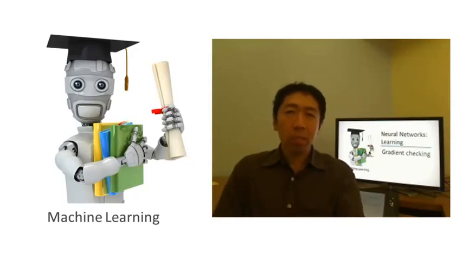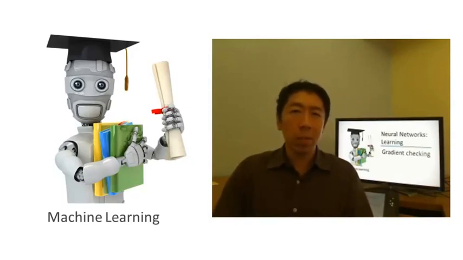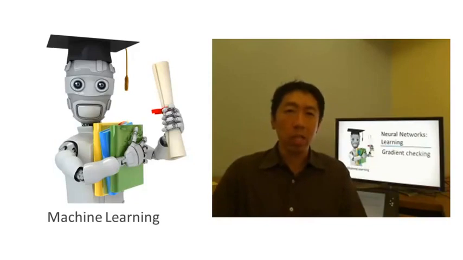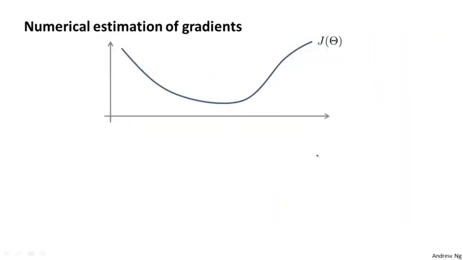And in the previous videos, I asked you to take on faith that the formulas I gave for computing the deltas and the D's and so on actually do compute the gradients of the cost function. But once you implement numerical gradient checking, which is the topic of this video, you'll be able to verify for yourself that the code you're writing is indeed computing the derivative of the cost function J. So here's the idea. Consider the following example.